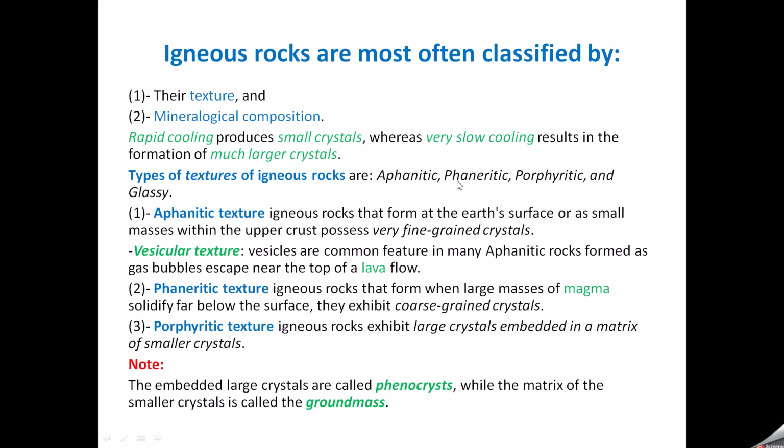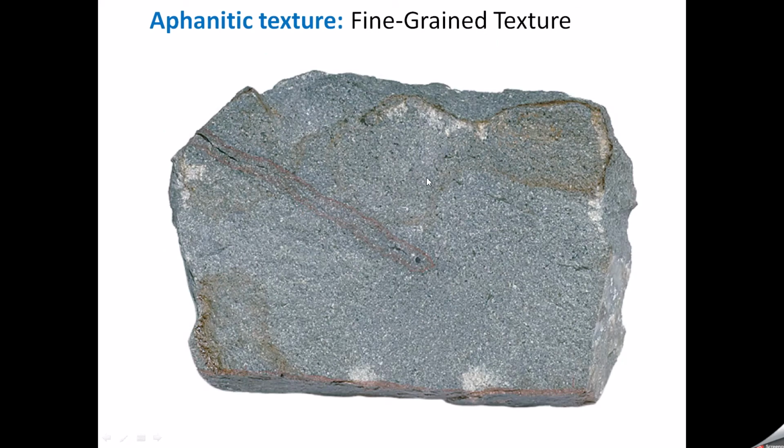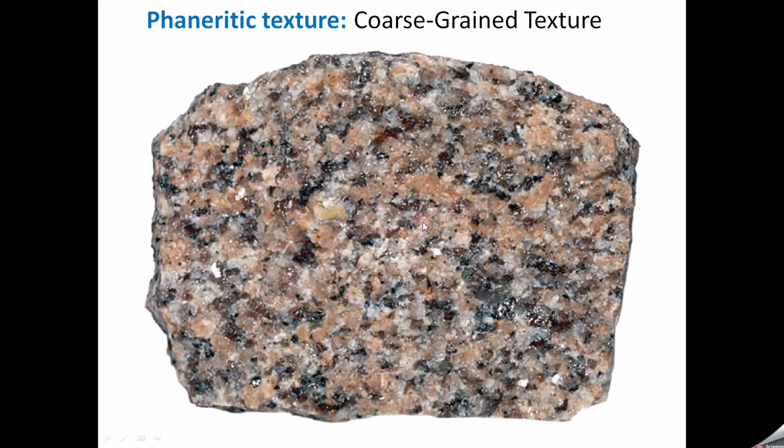Types of textures of igneous rocks: we have aphanitic, phaneritic, porphyritic, and glassy. Let's look at the pictures first. This is the aphanitic, with very, very small crystals. The second one, phaneritic, has a coarse-grained texture. Here, this is granite. You'll see pinkish crystals, those are potassium feldspar. The black crystals are mica, biotite. The glassy ones, the very white ones, are quartz. The a little bit milky ones are sodium plagioclase.